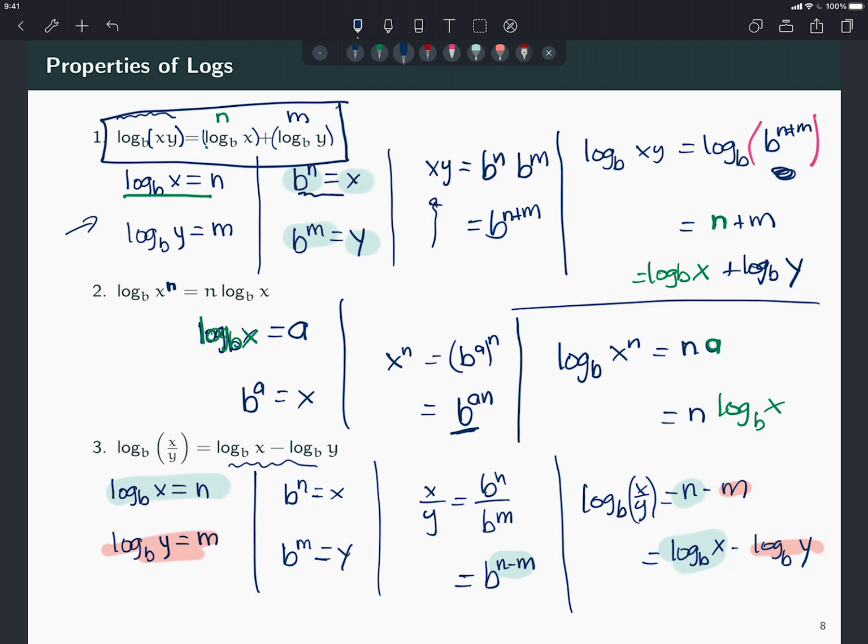Okay, so that's how you prove these three very useful properties: that the log of the product becomes the sum of the logs, that you can bring these exponents in front of the logs, and that the log of a quotient is a difference of the logs.